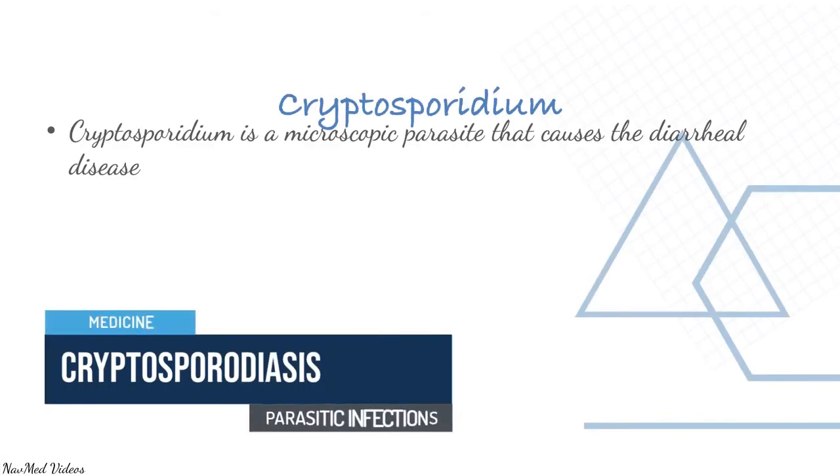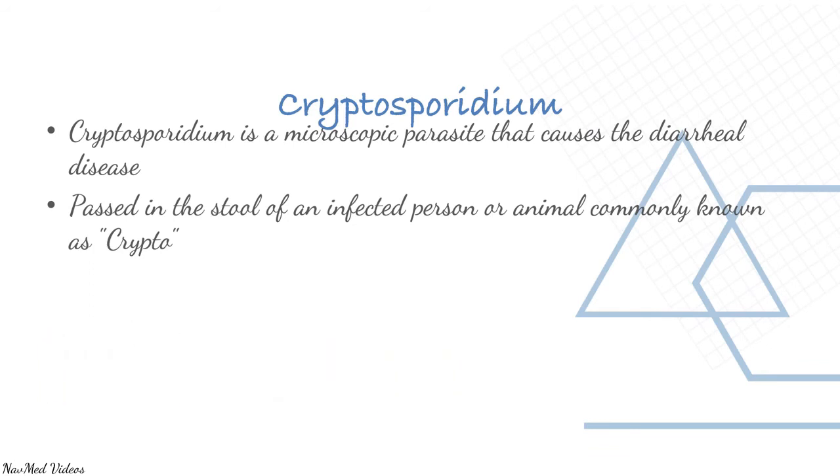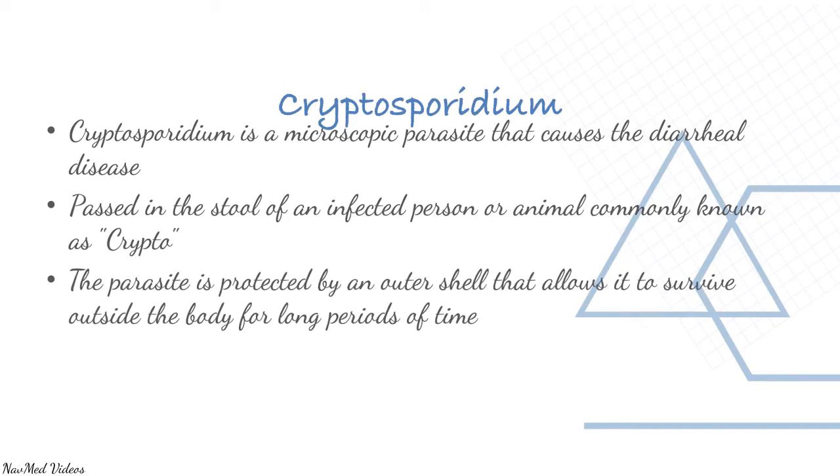Cryptosporidium. Cryptosporidium is a microscopic parasite that causes the diarrheal disease commonly known as crypto. It is passed in the stool of an infected person or animal. The parasite is protected by an outer shell that allows it to survive outside the body for long periods of time.